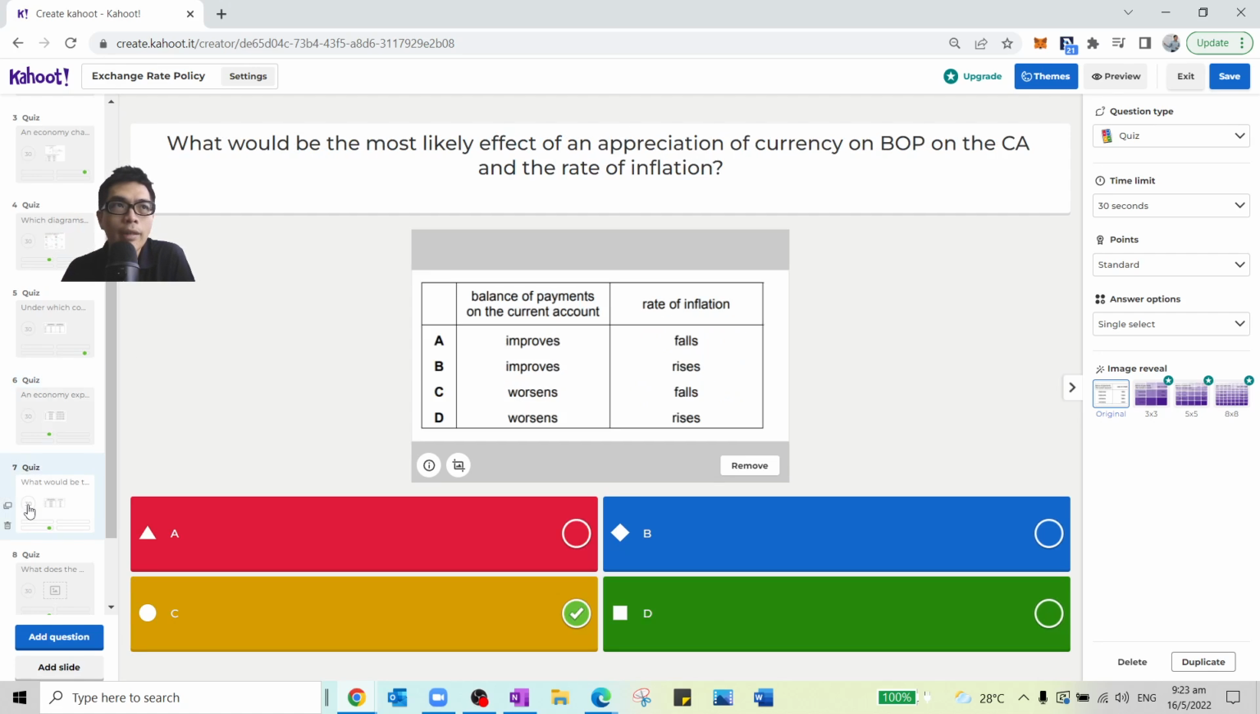Hey, remember, type it out. If you don't type, I don't know what you don't know. Okay, so what would be the most likely effect of an appreciation on balance of payment, current account and the rate of inflation? Appreciation will worsen your balance of payment and current account, and it will reduce your rate of inflation.